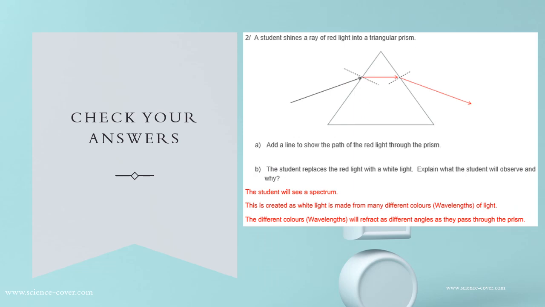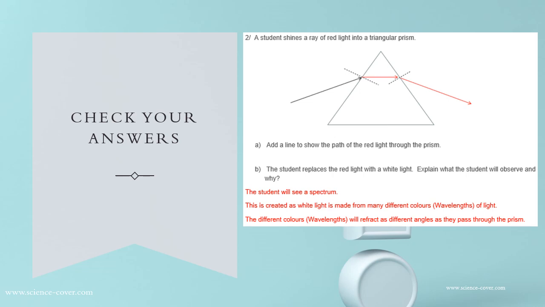A student shines a ray of red light into a triangular prism. Add a line to show the path of the red light through the prism. This should bend towards the normal on entering the glass and bend away from the normal on leaving the glass, as shown in the diagram.